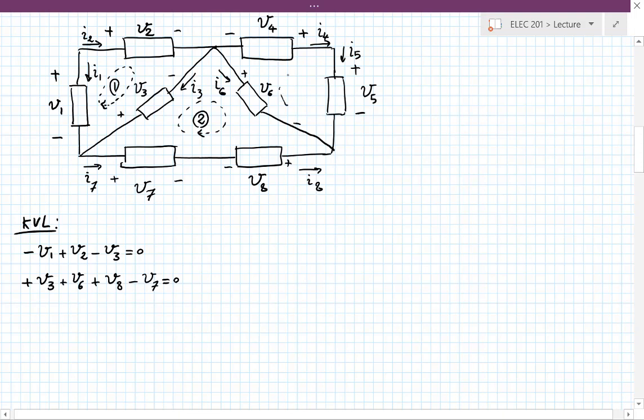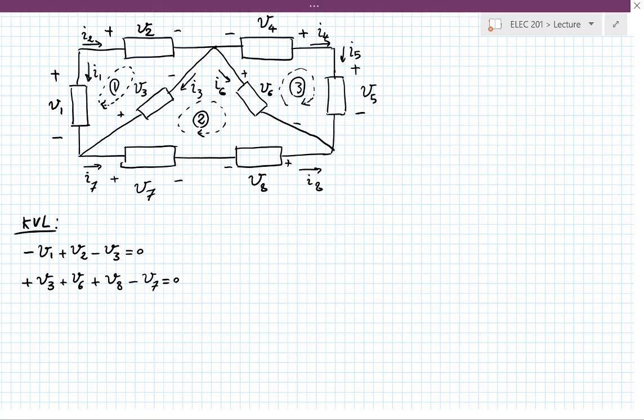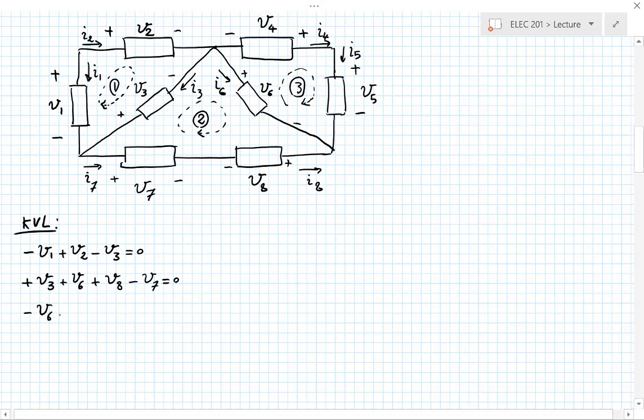And the third loop, so let's say I start at the bottom right corner. Going clockwise, I see the negative side of V6 first, so minus V6, then the negative side of V4, minus V4, and then the positive side of V5, plus V5. Can I write that down before I forget? So minus V6 minus V4 plus V5 equals 0.